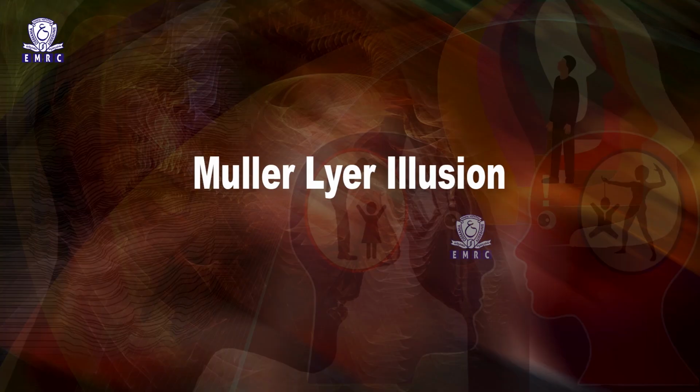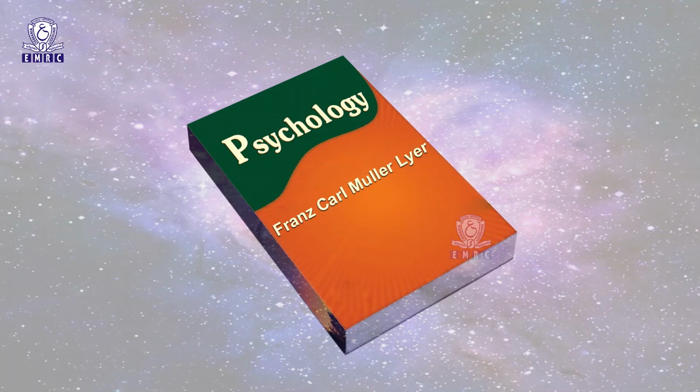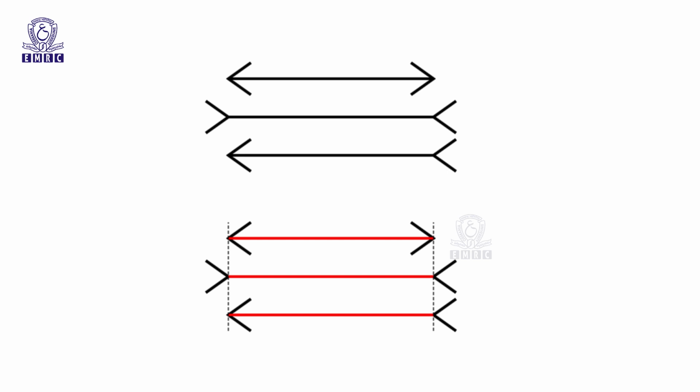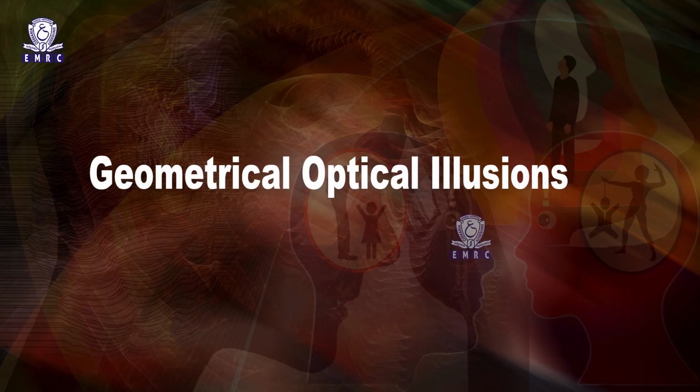Coming to the Muller-Lyer illusion, it is named after its creator Franz Karl Muller-Lyer. It is one among a number of illusions where a central aspect of a simple line image such as length, straightness or parallelism of lines appears distorted in virtue of other aspects of the image. These are sometimes called geometrical optical illusions.